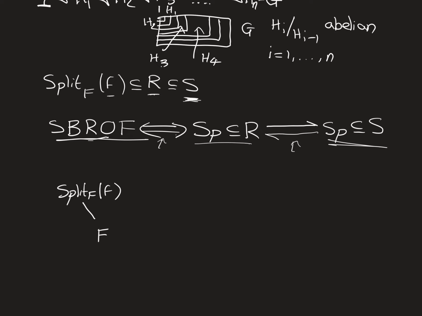So we've got our field F here, we've got our splitting field here, and we now know that this being solvable by radicals is if and only if it's contained inside a finite solvable extension S of F.